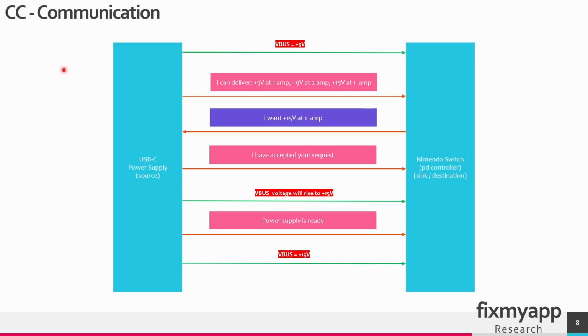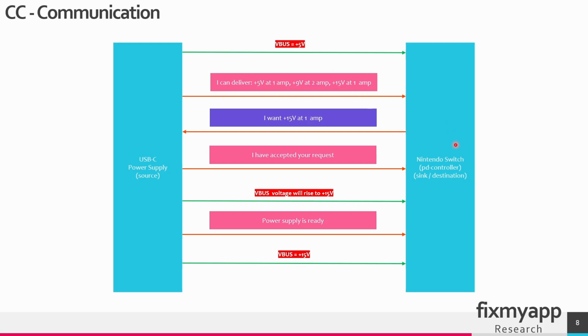So how does the communication look on the CC pins? The CC1 or the CC2 pin, depending on which channel is configured for communicating with the host. When you plug in the USB cable, the power supply will deliver a default voltage of 5 volt on the V bus. It will also send a message that it can deliver 5 volt at 1 amp, 9 volt at 2 amp, 15 volt at 1 amp. This is just an example.